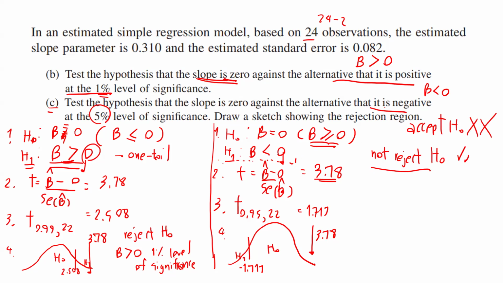Okay, and then you put H1. Beta is negative is not true. You still okay? Difficult? Okay, just keep practicing.